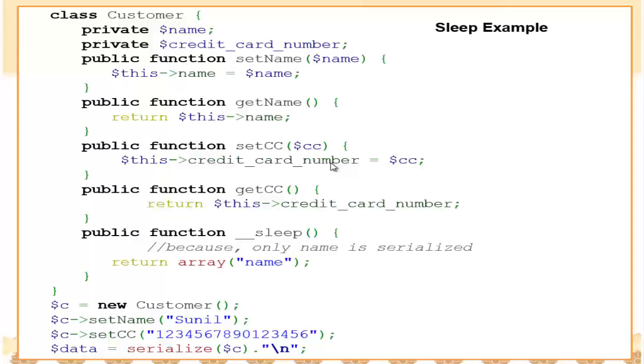So the return value of this method is only the name, that is the name of the private variable. The second variable is not passed. That means if you try to stream this object, the credit card number will not be serialized. So when I call serialize on this object, that one will not be serialized.